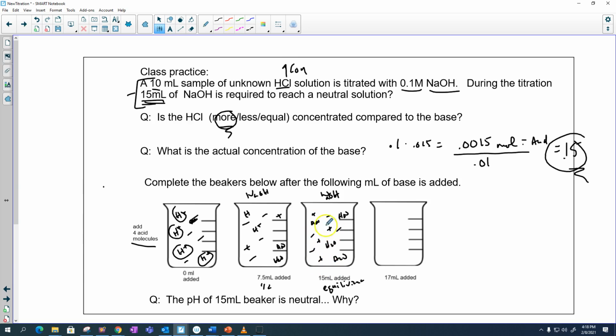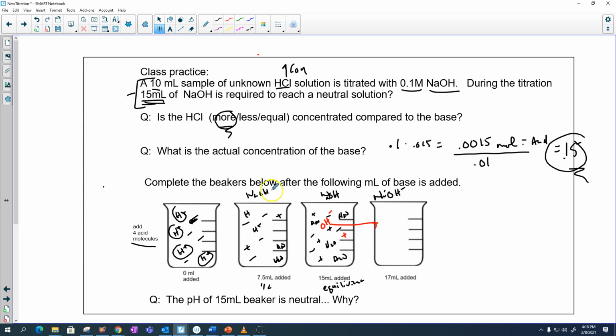Note that your positives and negatives always match. What happens if I add beyond that point? The only difference here is I add additional hydroxides to this thing, and therefore they have nothing to react with. So at this point, I'm just going to have some hydroxides left in that. This is the 17 milliliter beaker, and another cation.